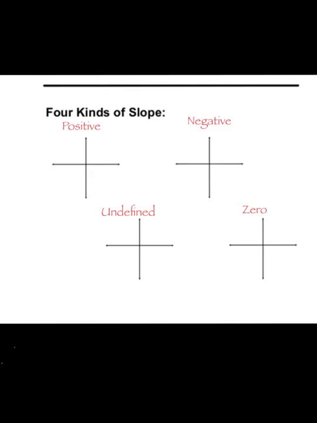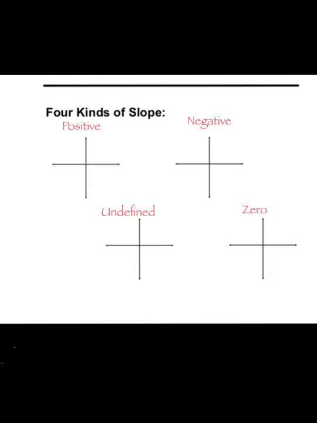So today we're going to start the next part of our unit, which is slope. And to introduce this, we're going to go over the 4 different kinds of slope. So the 4 different kinds of slope are positive, negative, undefined, and 0.